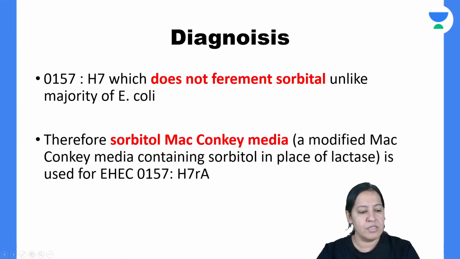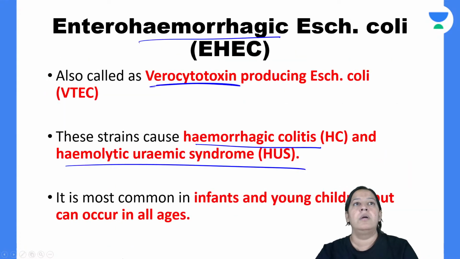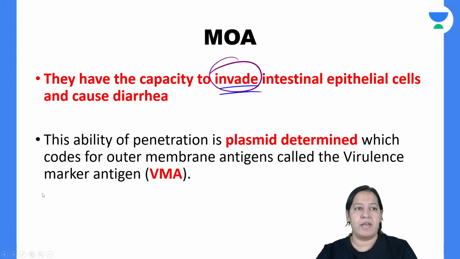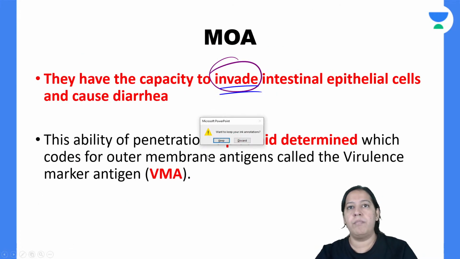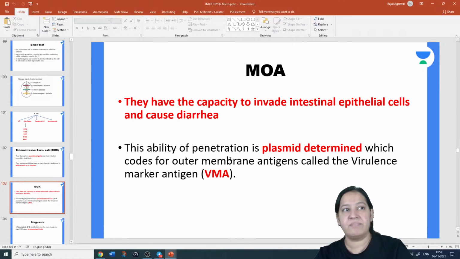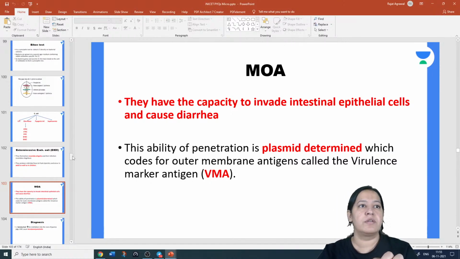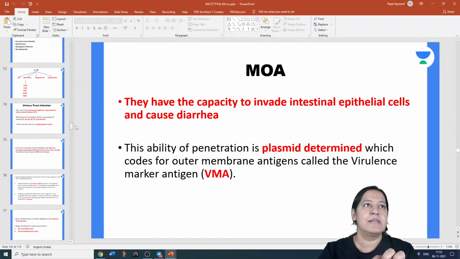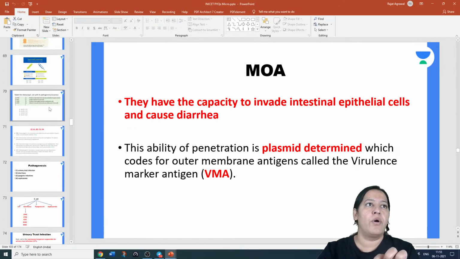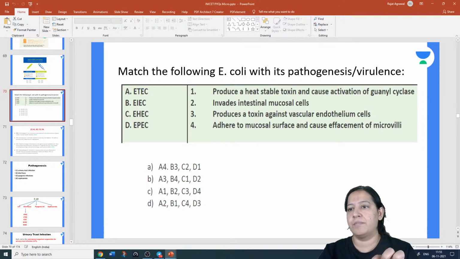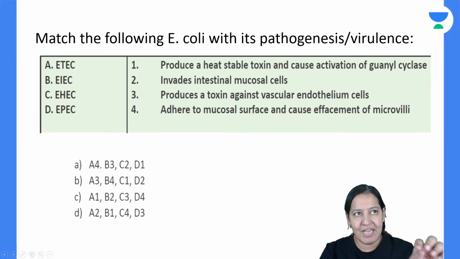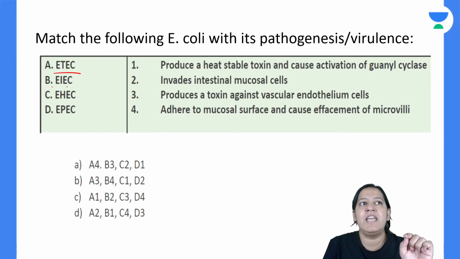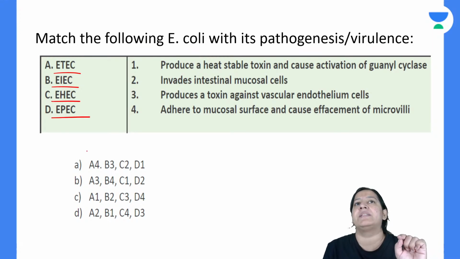Okay, so this is the question for you. Now you can solve this question very easily, I guess. Now you do the match the column. Now see which 4 are asked: ETEC, EIEC, EHEC and EPEC. Now read the question. It is heat stable, ST.